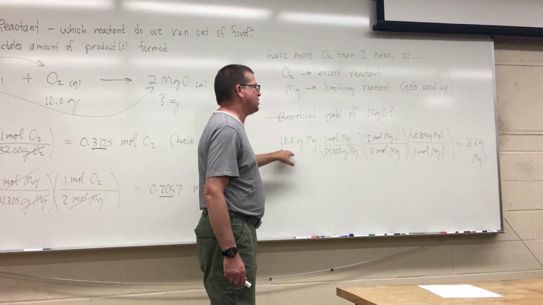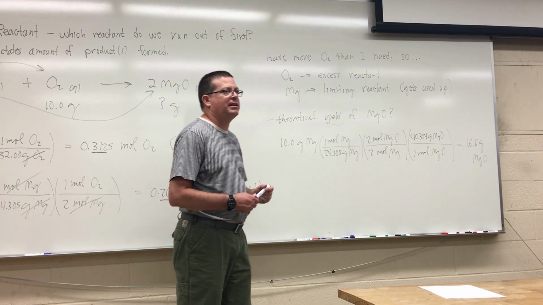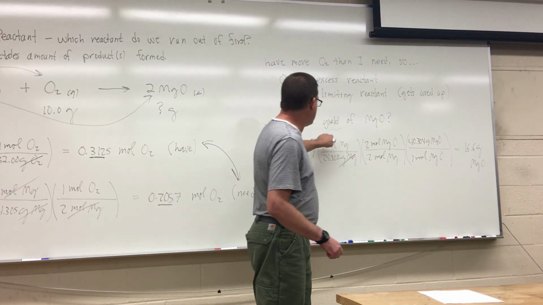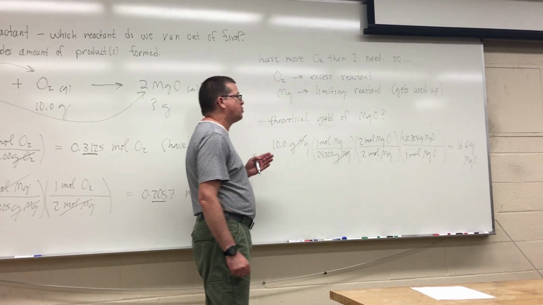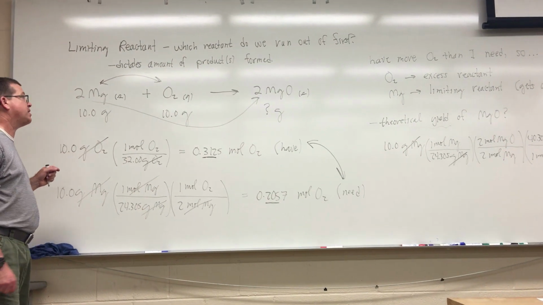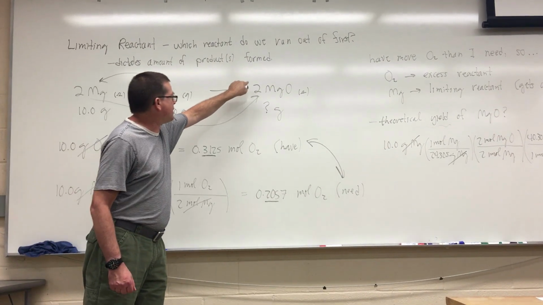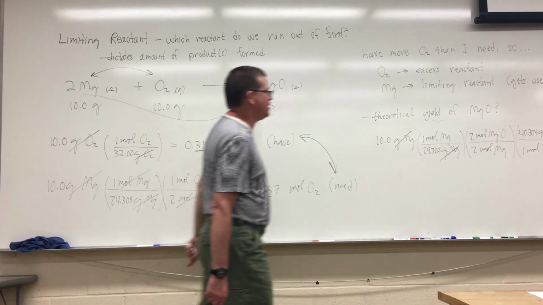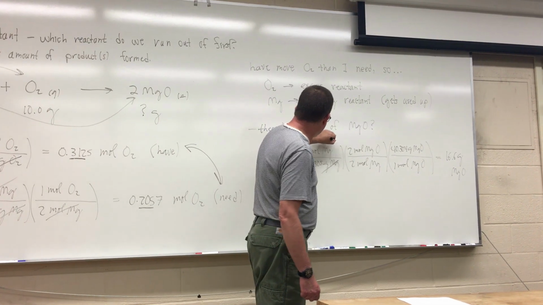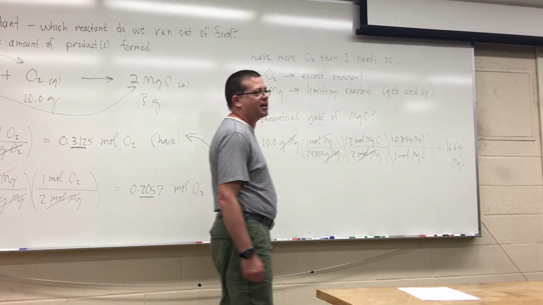Since magnesium is my limiting reactant, I'm going to start with it. So I've got my 10 grams of magnesium. I'm going to convert it to moles. I'm then going to use my mole bridge to go between magnesium and magnesium oxide. The balanced chemical equation tells me that for every 2 magnesiums I use up, I'm going to make 2 moles of magnesium oxide. So there's my ratio of 2 to 2. My moles of magnesium cancel top and bottom, and I'm left with moles of magnesium oxide.